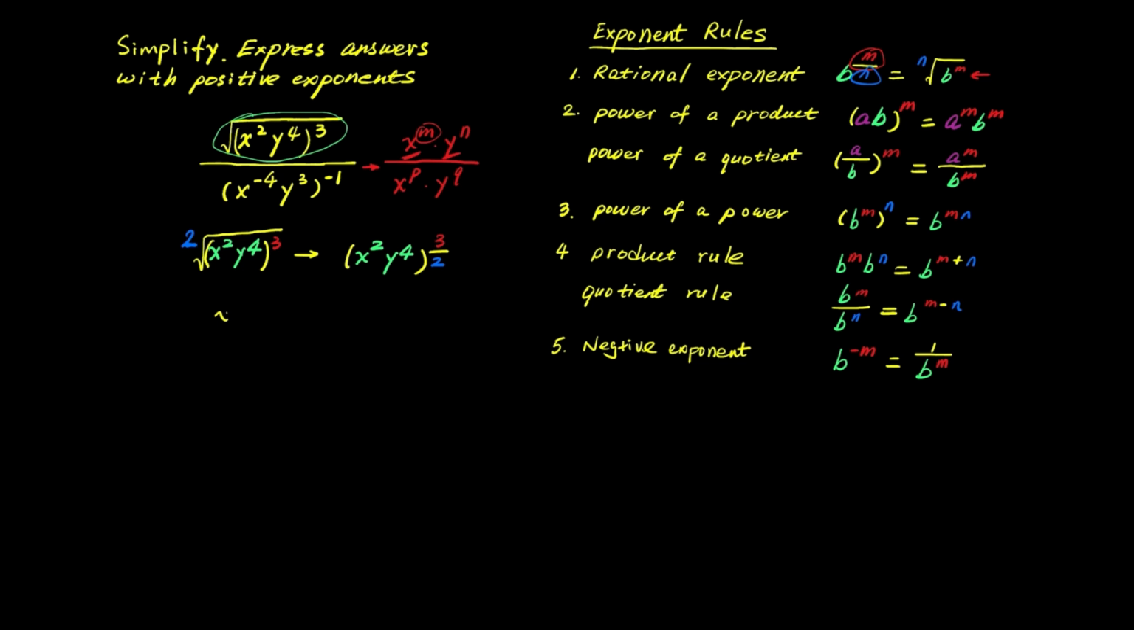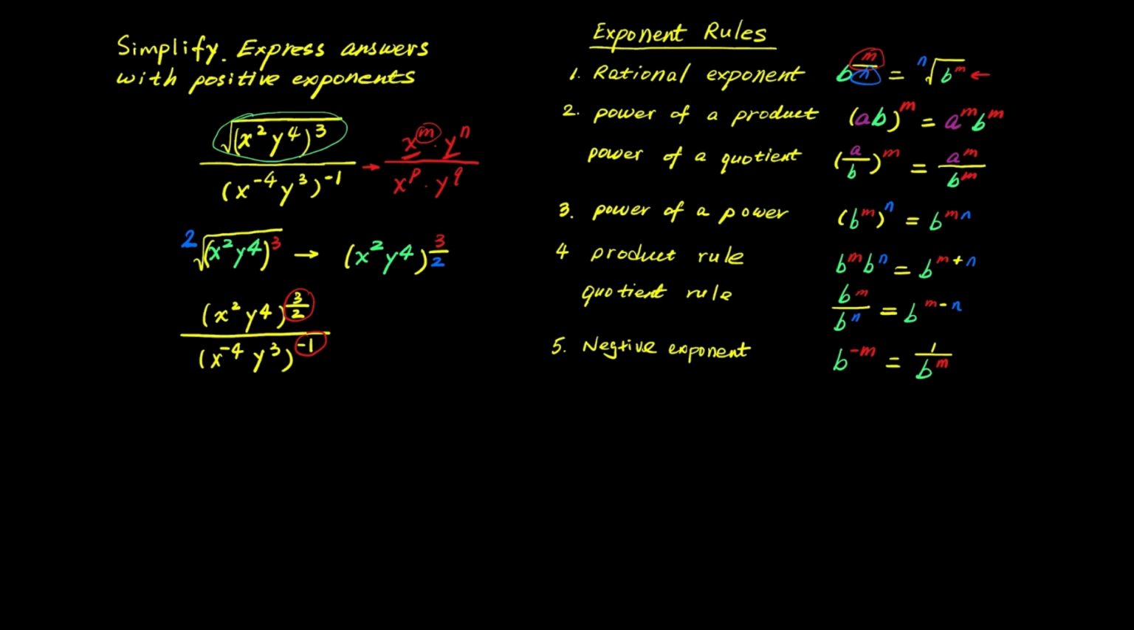So we have x squared multiplied by y to the power of 4, then to the power of 3 over 2, then divided by x to the power of minus 4, y to the power of 3, to the power of minus 1. Now that the radical is gone, and we are working purely with exponents, our next move is to distribute the exponent outside of the bracket so we can separate the x and y components inside the bracket.